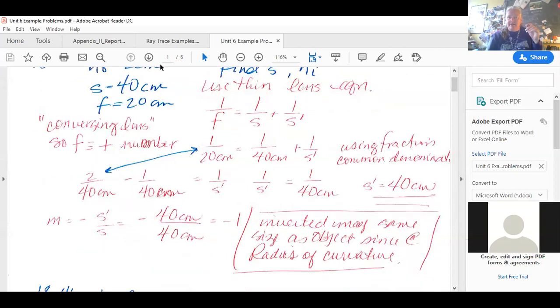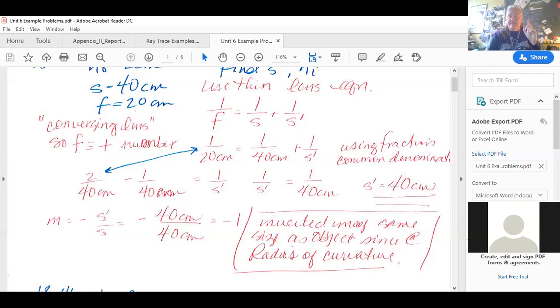So I just get a common denominator. 1 over 20 is the same as 2 over 40. And then I move this 1 over 40 over here. So I've got 2 over 40 minus 1 over 40, and that leaves 1 over S prime. So 1 over S prime is 1 over 40, so S prime is 40. Pretty simple.